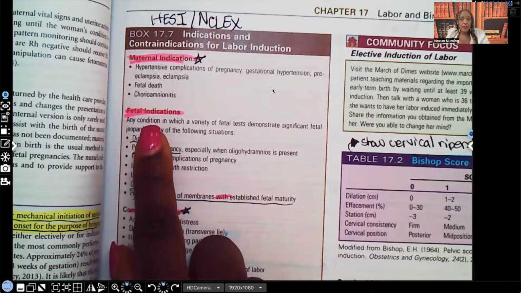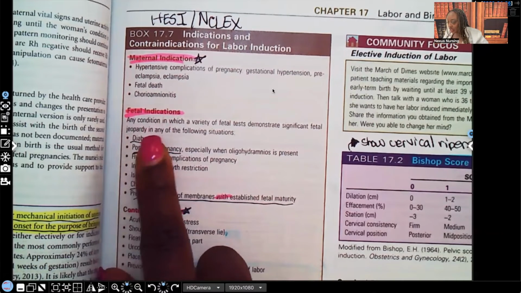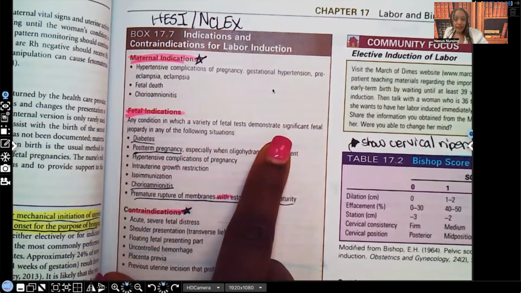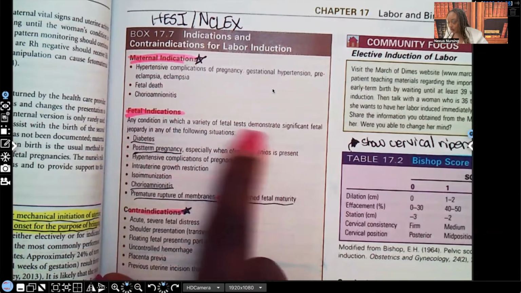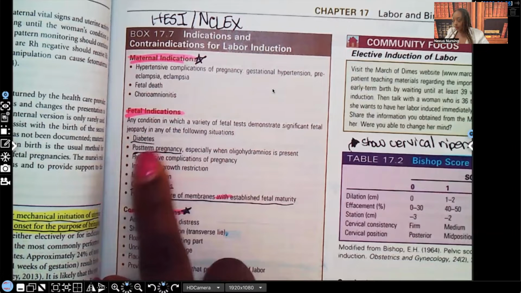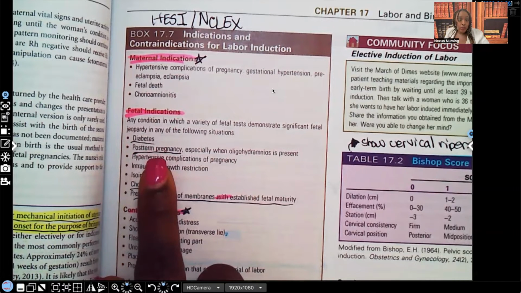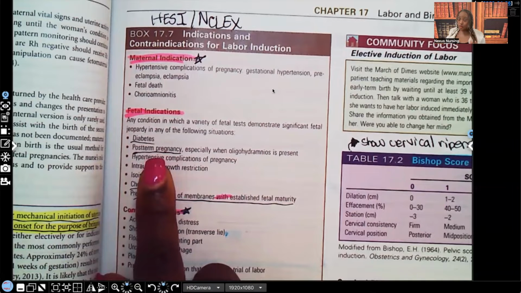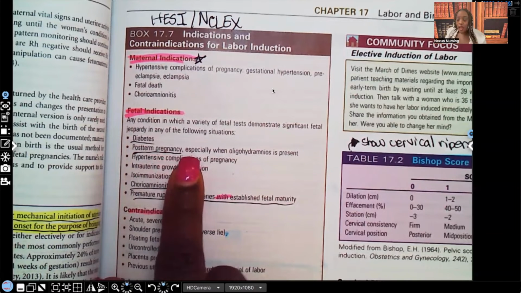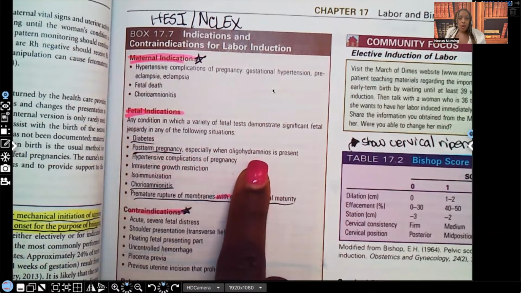Fetal indications, so towards the fetus, why would we induce labor? Any condition in which a variety of tests demonstrate significant, that means a lot, significant fetal jeopardy in any of the following situations: diabetes, post-term pregnancy. And I'm not going to go over all of these, guys. You can read it on your own. I'm just touching on the ones that most likely you need to know for your nursing exams, but I don't write these tests, guys, so make sure you know all of them. Now, where it says post-term pregnancy, look at this, especially when oligohydramnios is present. What is oligohydramnios? When mom doesn't have enough fluid in the amniotic sac, okay?